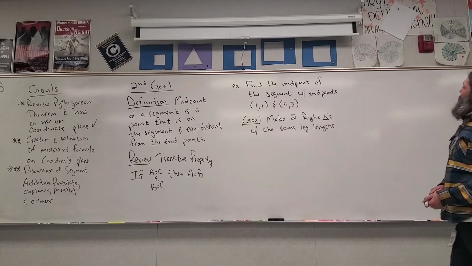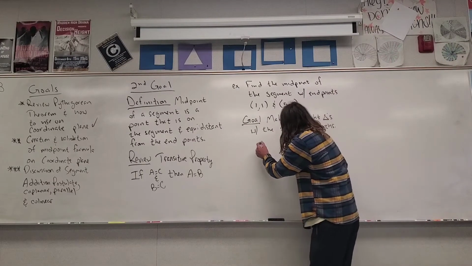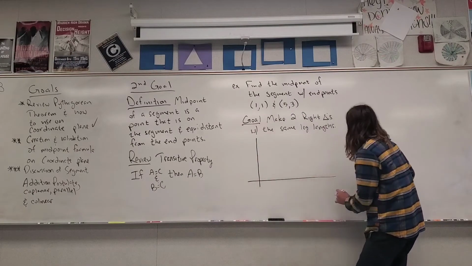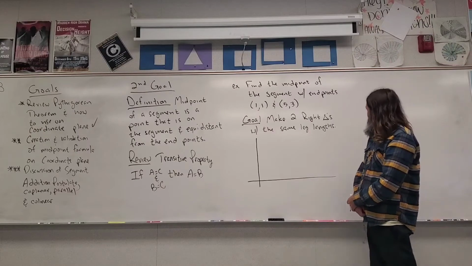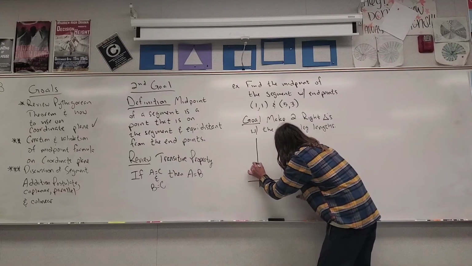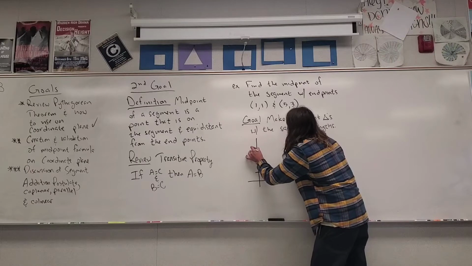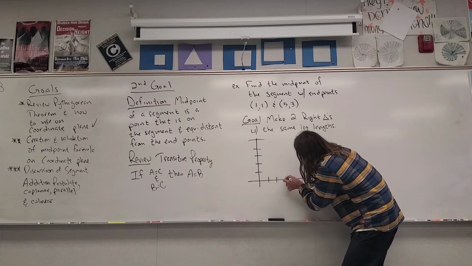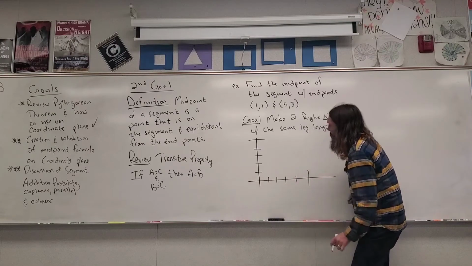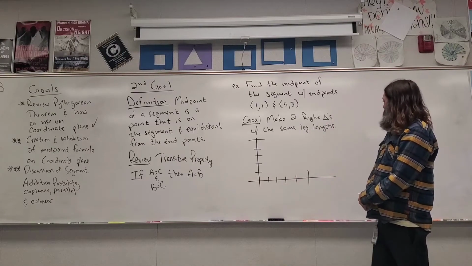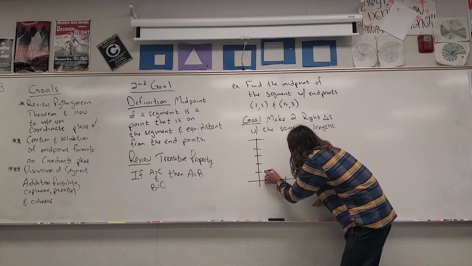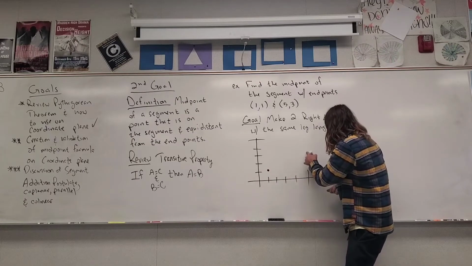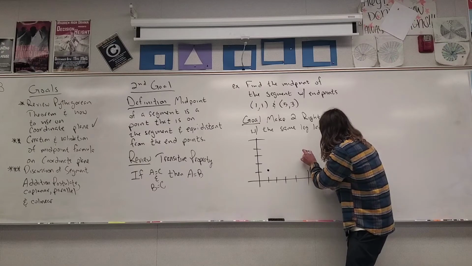Okay, so I'm going to graph these here. I'm going to draw a nice large graph so hopefully we can see the ordered pairs very clearly. 1, 2, 3, 4, and 5, and 1, 2, 3, 4, and 5. I want to go from (1, 1) to (5, 3) right here. Okay, that looks about right.